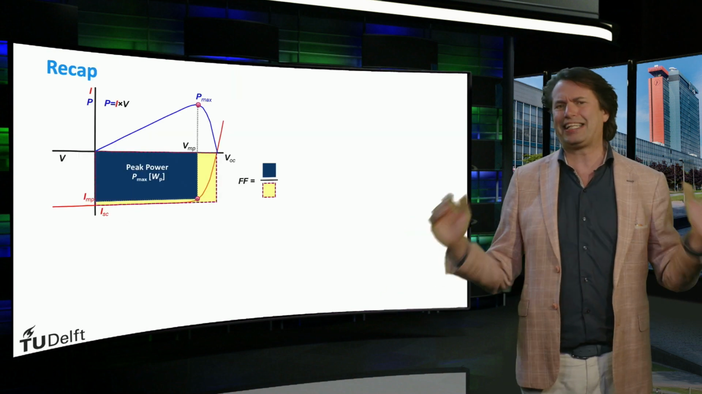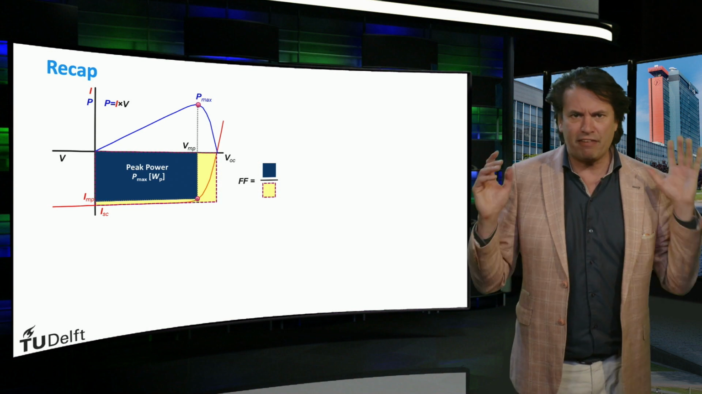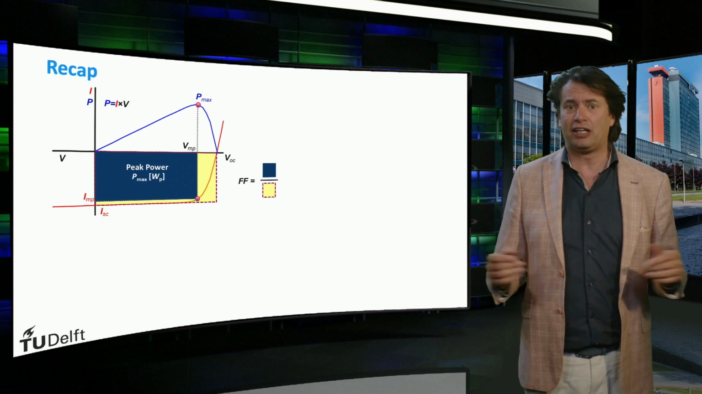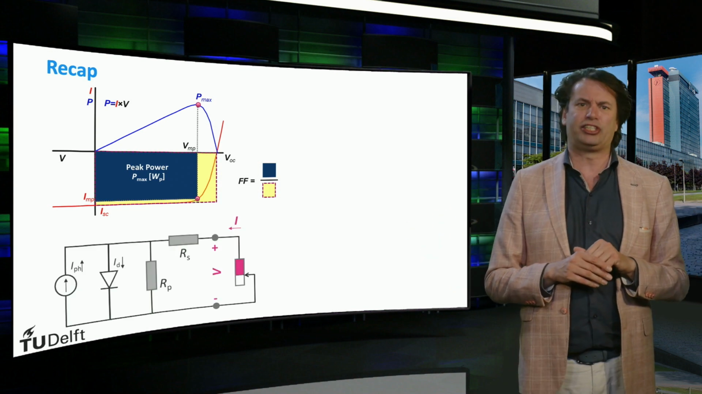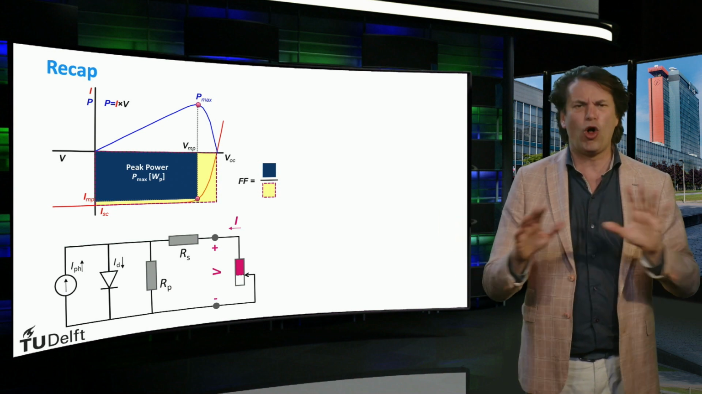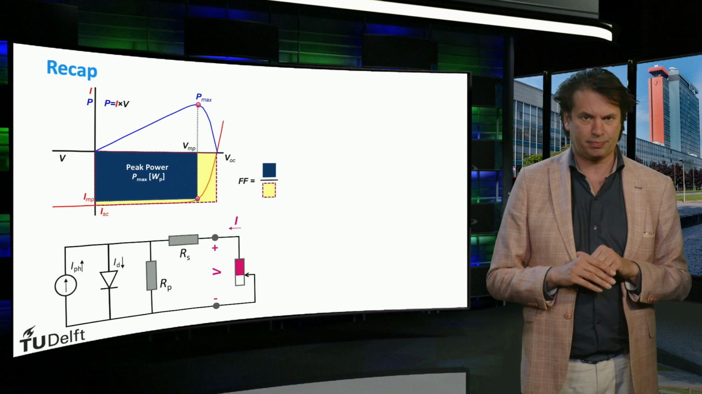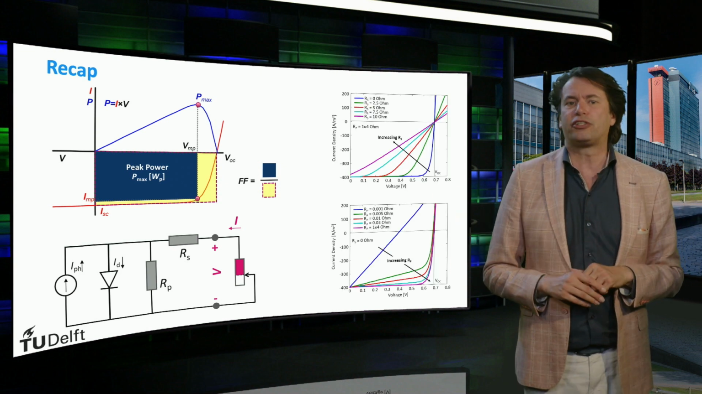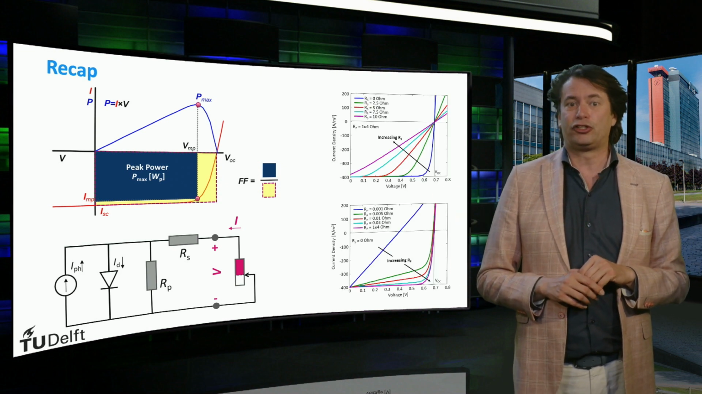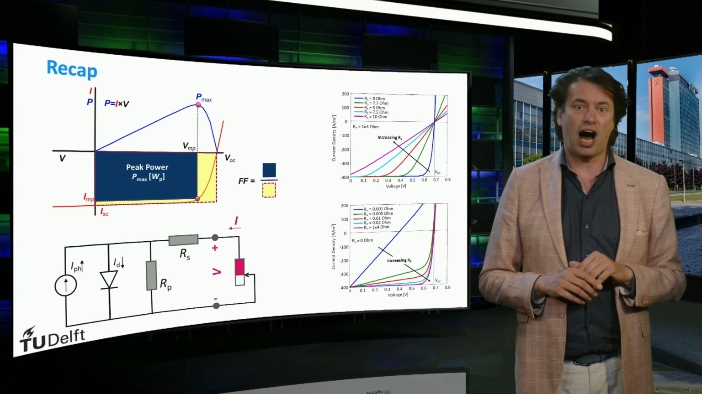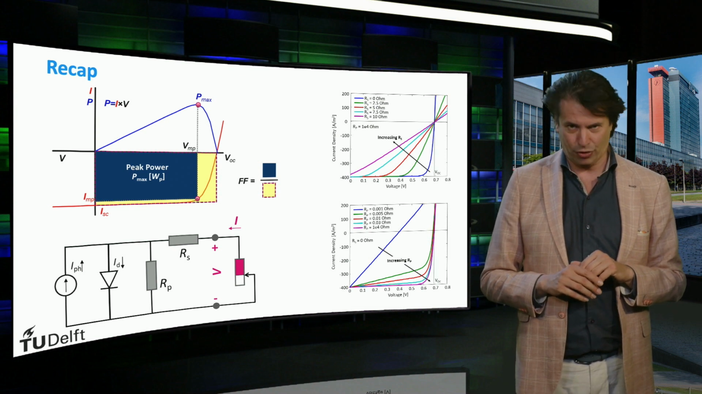So now let's recap. We discussed the IV characteristics of a solar cell and looked at the single diode model. We then showed all aspects of the equivalent circuit and resultant equation. Finally, we considered the influence of series and shunt resistance on the IV characteristics of a solar cell.